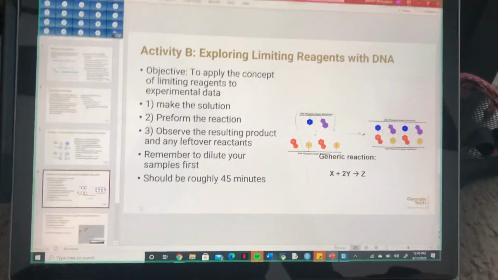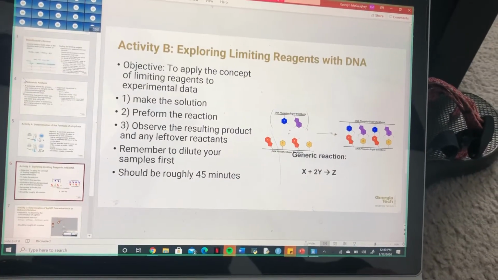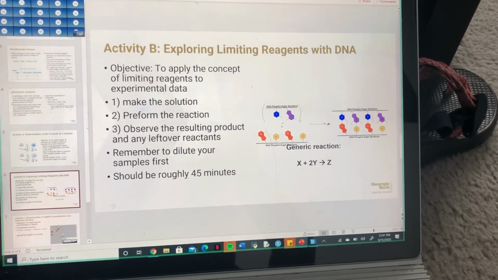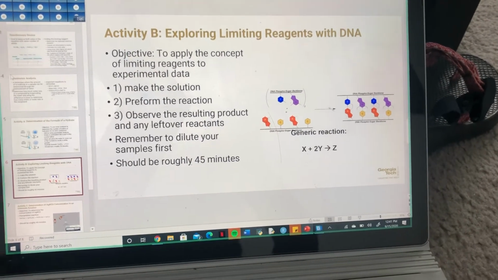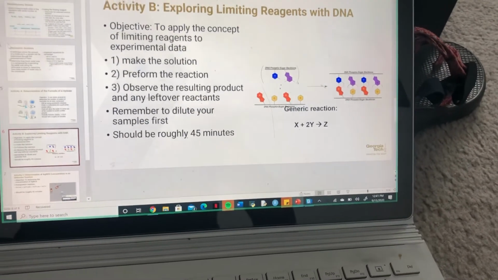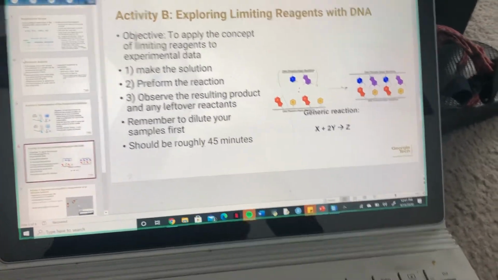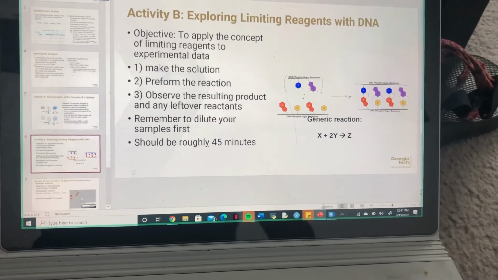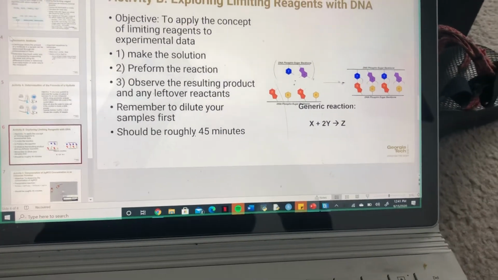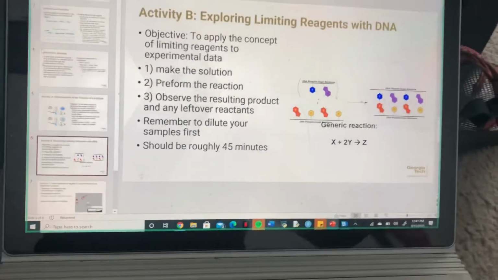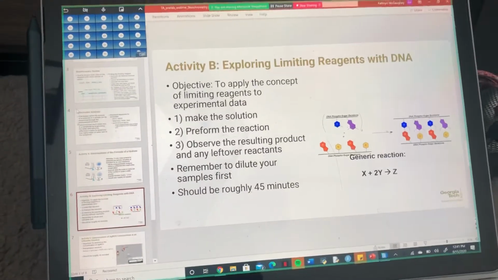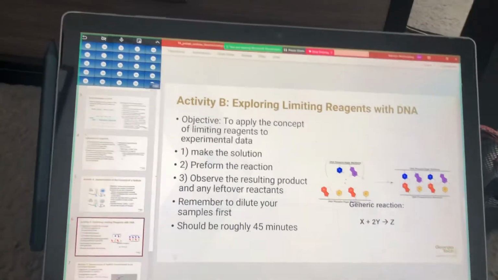And then for activity B, it's going to be exploring limiting reagents within DNA. The objective for this will be to apply the concept of limiting reagents to experimental data. Remember to dilute your samples first. You're going to perform a reaction on your solution. This should take roughly 45 minutes. And then here's just a picture of what it's going to end up looking like, I think. So yeah, also after this, just send one person in, and then I can help you guys go over it if you want.